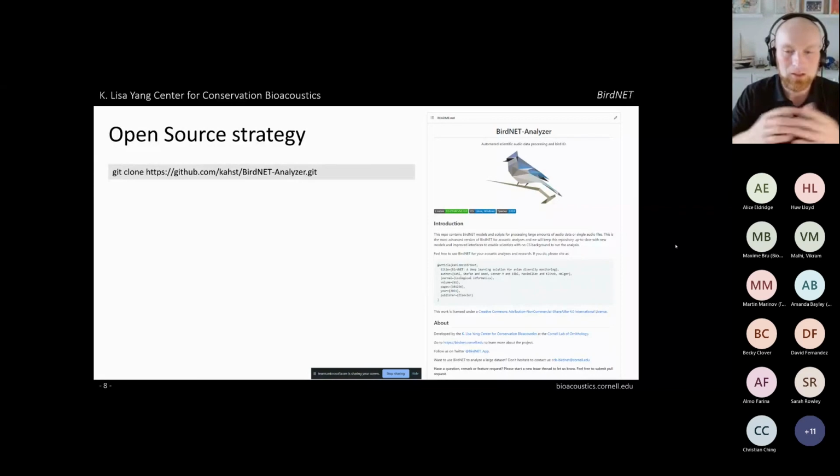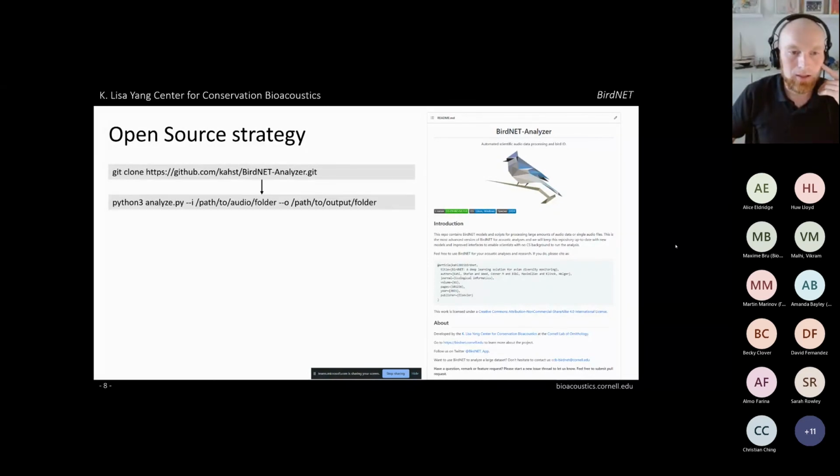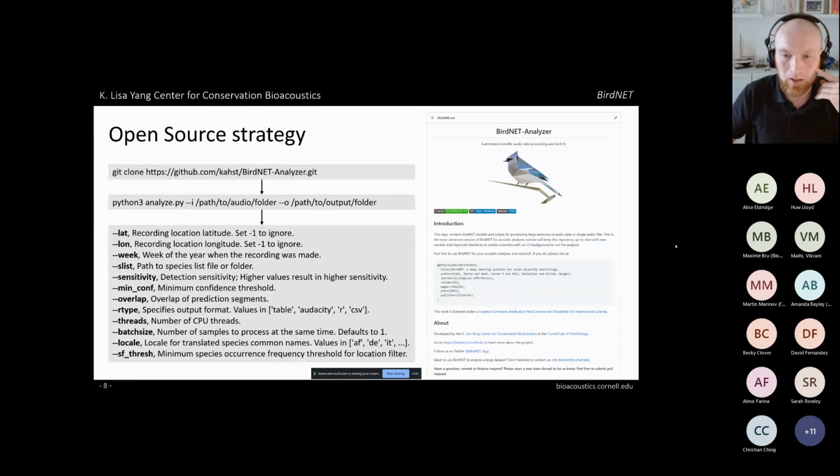Typically, you have to clone the repository to your machine. And then you can run the analyzer by just providing an input path containing all the audio files and an output path where the results should go. This is a really simple interface. This is a command line interface. And it provides a few other options which make it a bit more flexible than that.